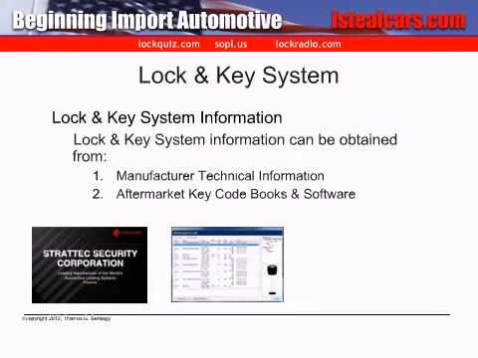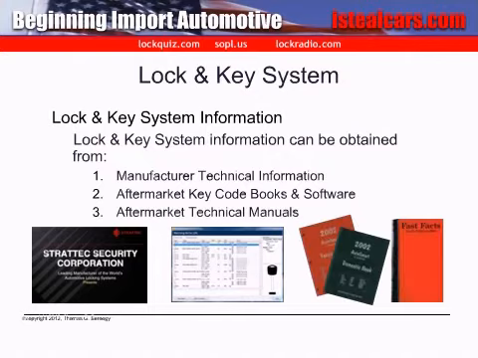Another source for information comes from aftermarket key code books and software. Today, most code books are being replaced by easier-to-use key code software. Blackhawk and Instacode software represent some of the best key code software currently available. Finally, aftermarket technical manuals like AutoSmart and FastFacts provide much of the lock and key system information necessary for the automotive locksmith.